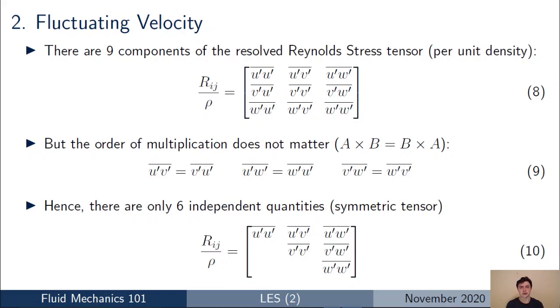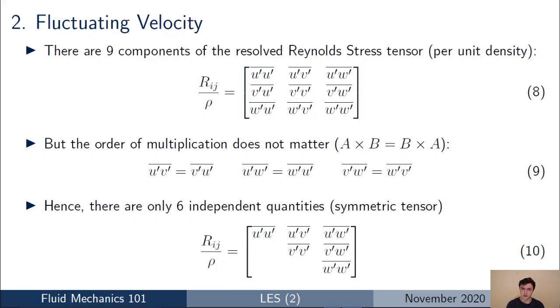So what we can do is collect those 9 components of the resolved Reynolds stress tensor together in a matrix, and this is commonly shown, as you can see, in equation 8. And just a note, of course, that this, strictly speaking, is the Reynolds stress tensor per unit density. We've taken the density out of this. I just want to focus on the Reynolds stress tensor per unit density in this talk.